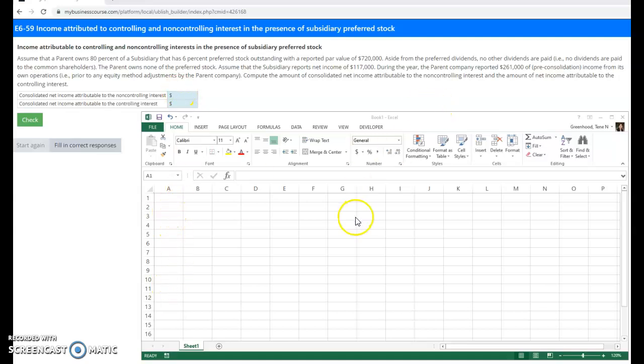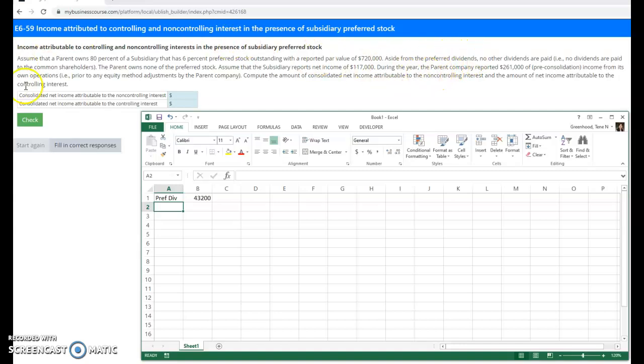And so I have an Excel sheet open here so that we can just pull down some of this information and do our calculations. We'll start out by calculating the preferred dividends for the year. We have 6% and 720,000, so I'll say 720,000 times 6%, and so we have preferred dividends of 43,200, and we need that because we have to subtract it out of the income.